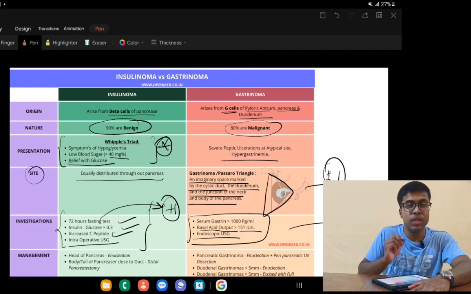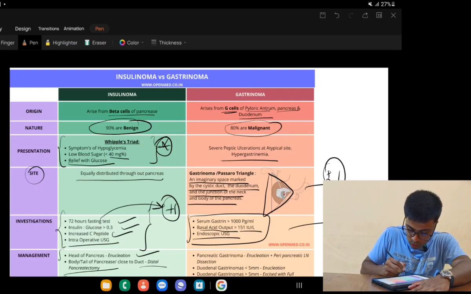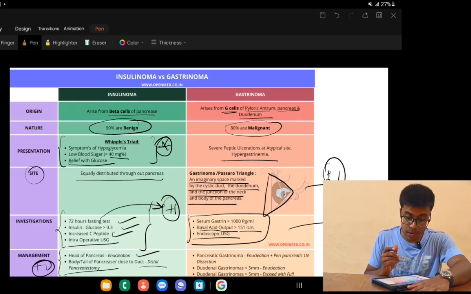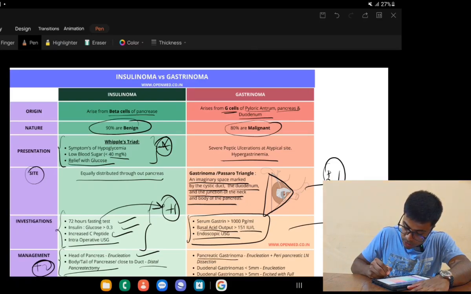Then management. Insulinoma: if the head of the pancreas is involved, then enucleation; if body or tail or close to the duct, then distal pancreatectomy. So this is plus two, two more questions. This can be asked in the form of single liners, or in the form of a clinical case. Then in gastrinoma, pancreatic gastrinoma is enucleation plus peripancreatic lymph node dissection, plus one question.